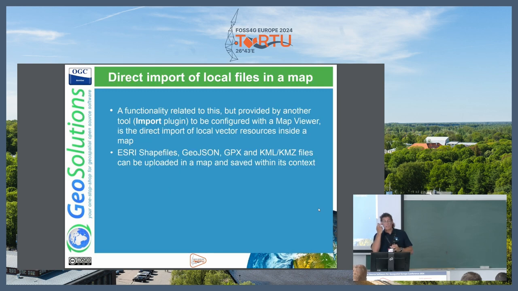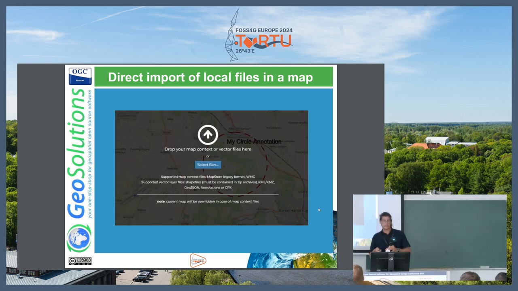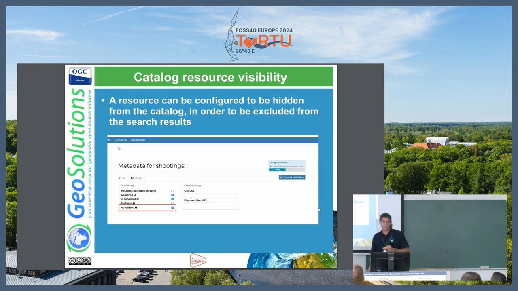Another thing that you can do inside the client and will not be added in GeoNode is that you can insert new files in the map without them being visible in the catalog. You can import data here, so you can upload a GeoTIFF vector layer and so on, and this will be only available in that map.